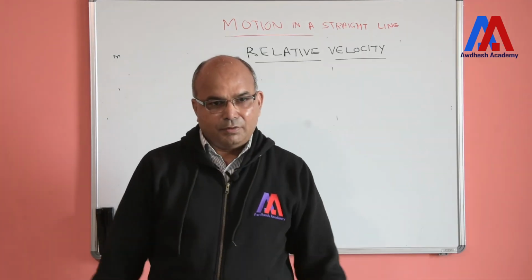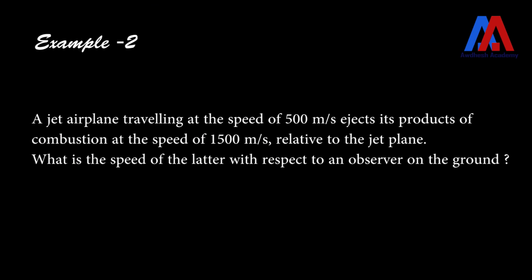Let us take the second problem. A jet airplane traveling at a speed of 500 meter per second ejects its products of combustion at the speed of 1500 meter per second relative to the jet plane. What is the speed of the latter with respect to an observer on the ground?